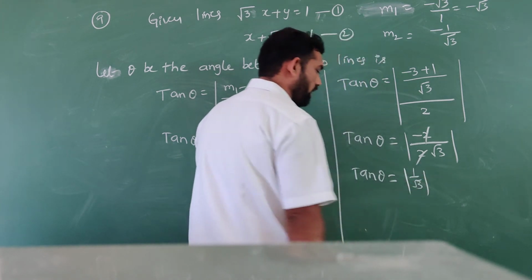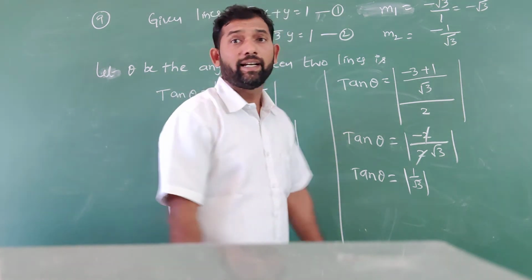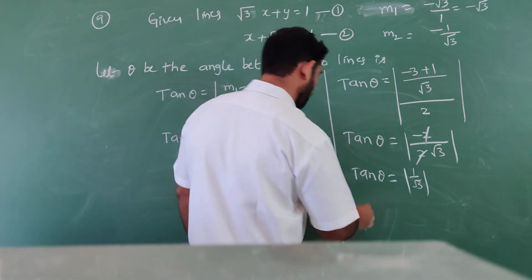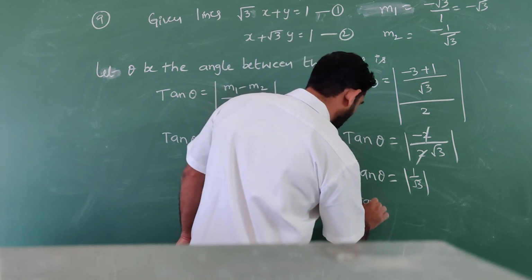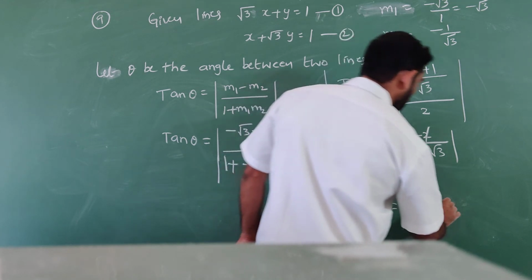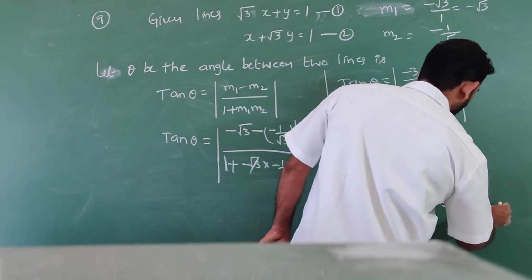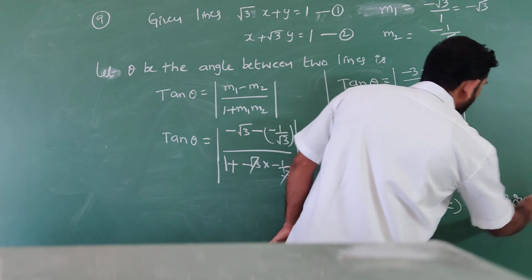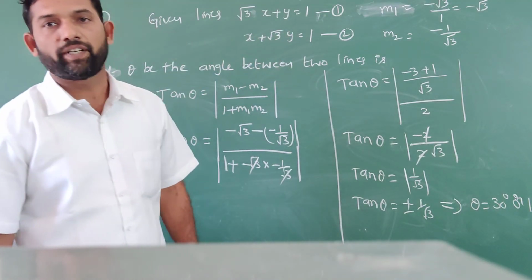So 1 by root 3. So 1 by root 3 is what? Tan 30 degrees value. So tan theta is equal to plus or minus 1 by root 3. So theta is equal to 30 degrees or 150 degrees.